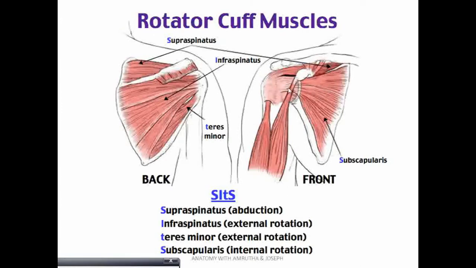When these muscles reach the humerus, or the shoulder joint, they blend with each other and form a covering for the shoulder joint, for its stabilization. So these muscles are S, supraspinatus; I, infraspinatus; T, teres minor; and S, subscapularis. Actions of the muscles are also given. Supraspinatus causes abduction, infraspinatus causes external or lateral rotation, teres minor causes lateral rotation, subscapularis causes medial rotation.